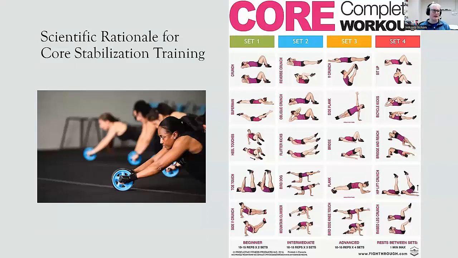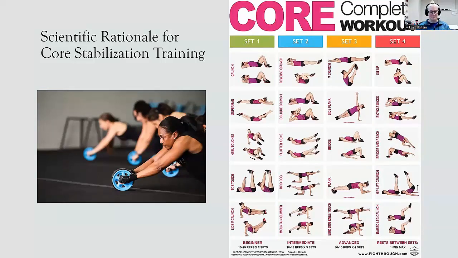The scientific rationale for core stabilization training. We must train at an adequate level. We need to balance between too much and not enough. Injuries can disrupt muscle function, such as low back pain. Training with muscle deficits leads to the development of muscle imbalances and inefficient neuromuscular control in the kinetic chain.